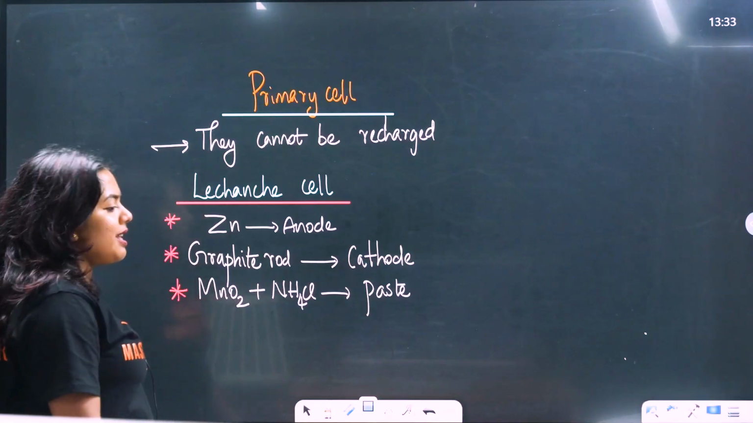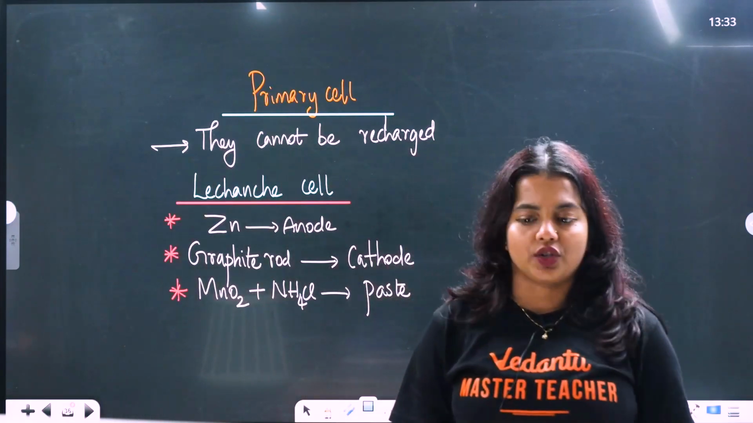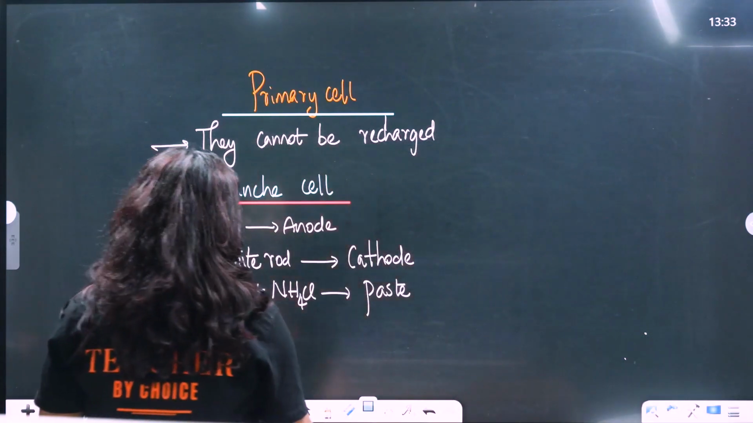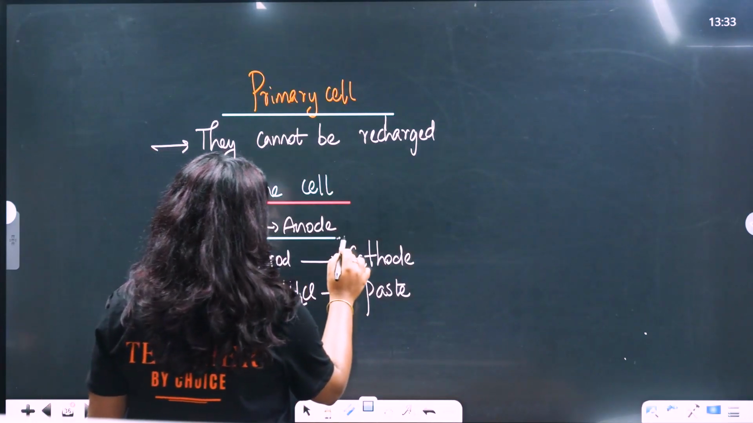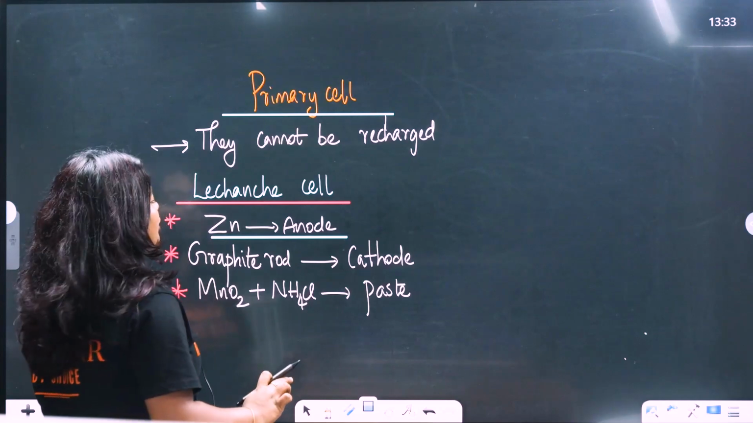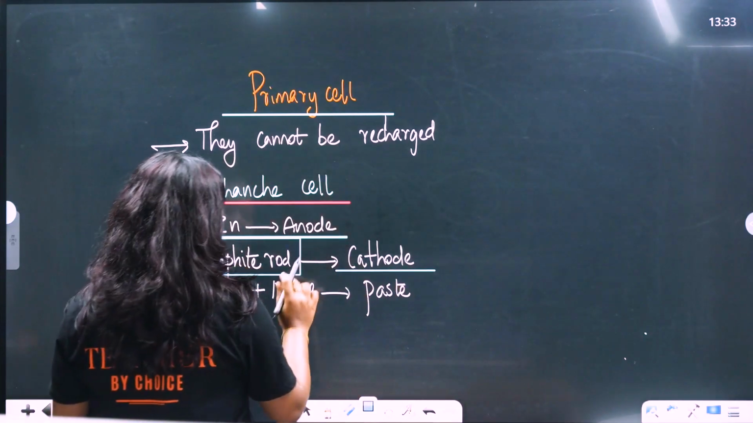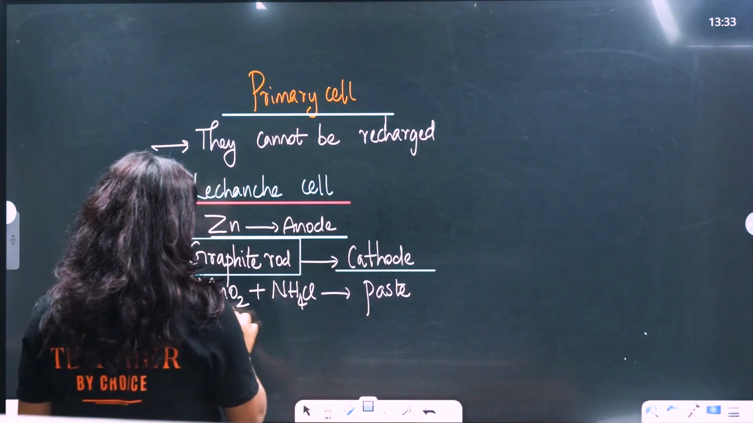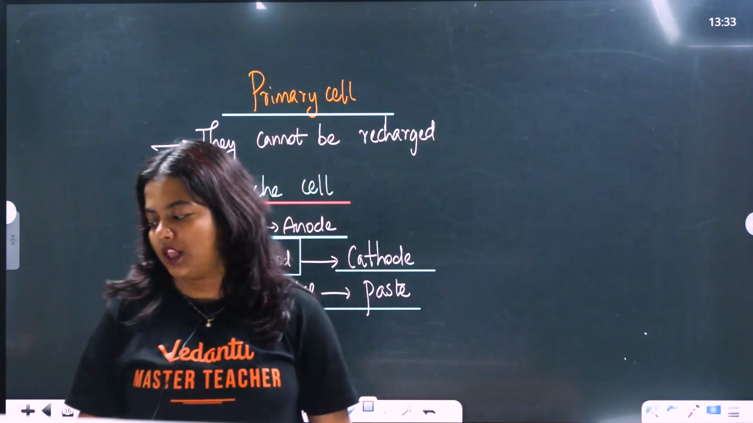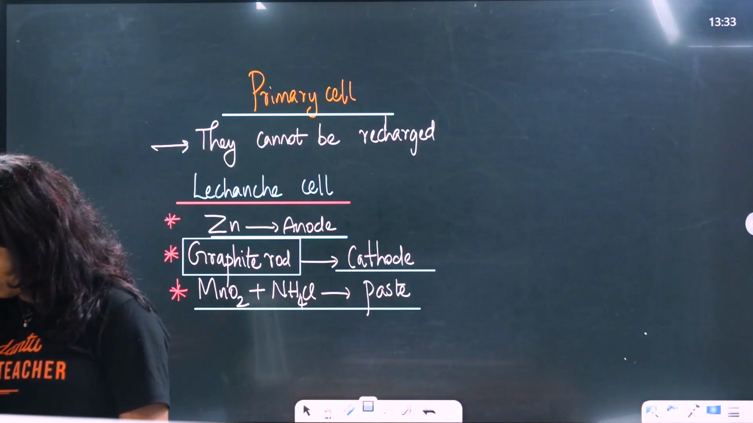Now, the primary cell. Primary cells cannot be recharged. Can we recharge it and use it again? No. Like the Leclanche cell is an example. In that, this is very important children, we take Zn as the anode, positive, and the graphite rod as the cathode, negative. And they have MnO2 plus NH4Cl, ammonium chloride, used as a paste between them. And I want to check whether to draw this. It is not possible to draw.